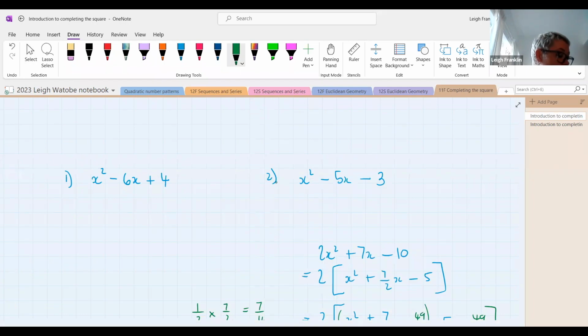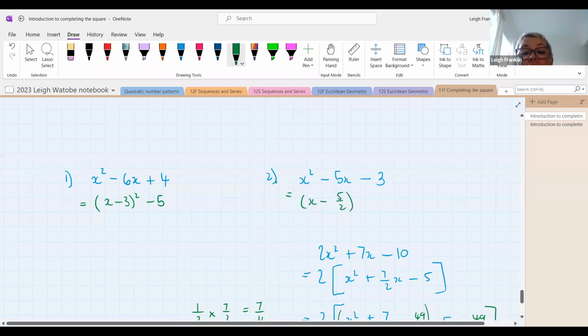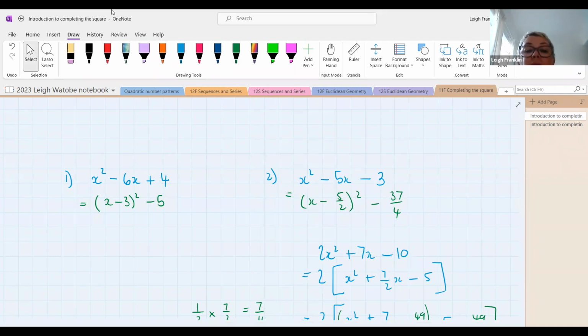Okay, so with the first one over here, there are a lot of you that had the right answer. This ended up being x minus 3 squared minus 5, which was awesome. And then this one over here, you should have had x minus 5 over 2 squared minus 37 over 4. Let's see. There we go, 13 over 4. There we go. That's it.